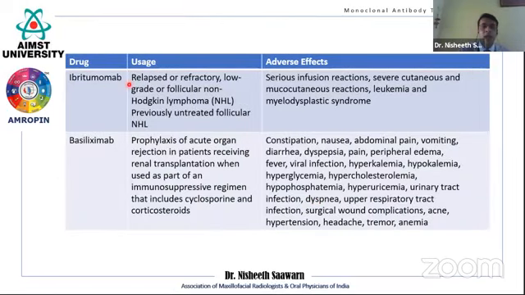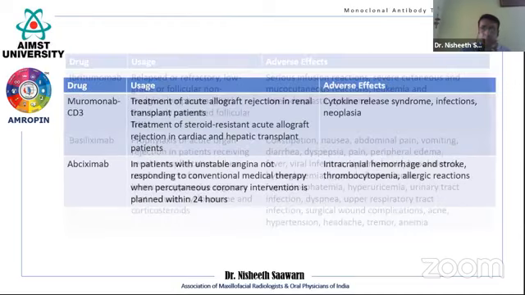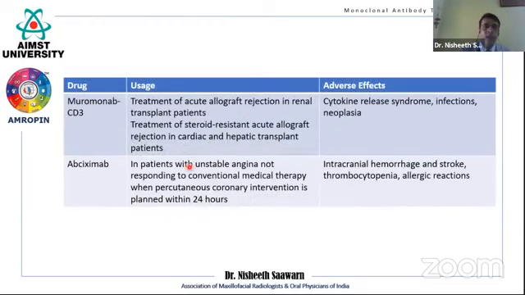Ibritumomab is used for relapsed or refractory low-grade follicular NHL. Basiliximab is used for the prophylaxis of acute organ rejection in patients receiving renal transplantation. Then we have muromonab. This is a mouse or murine antibody, right, which is used for the treatment of allograft rejection in renal transplantation. Abciximab is used against stable angina, right? The word part CI, I told you, stands for cardiovascular. Z stands for chimeric origin.